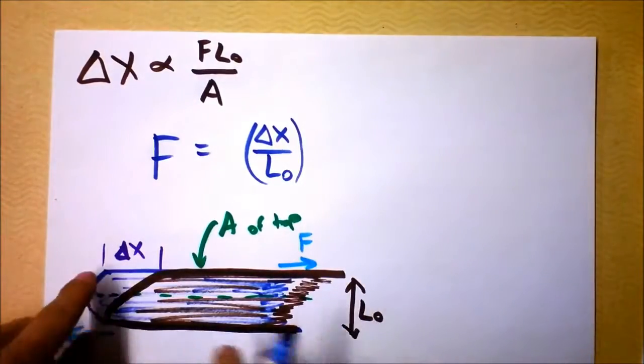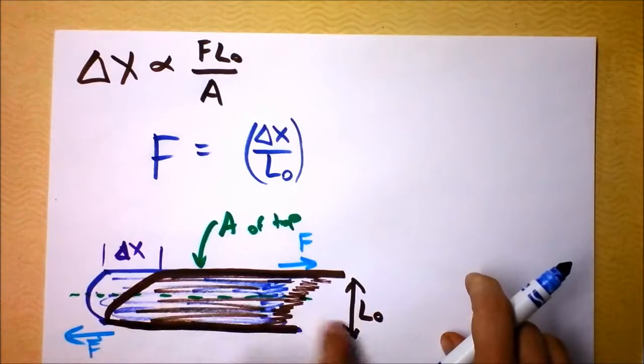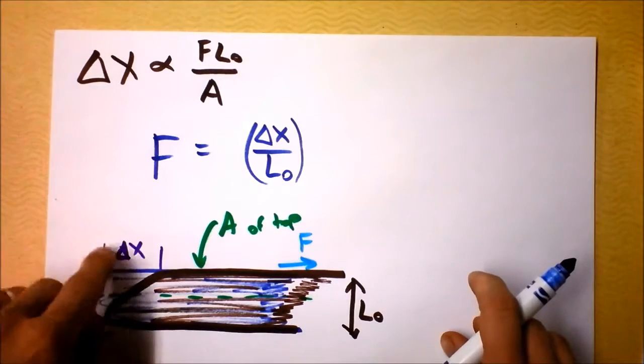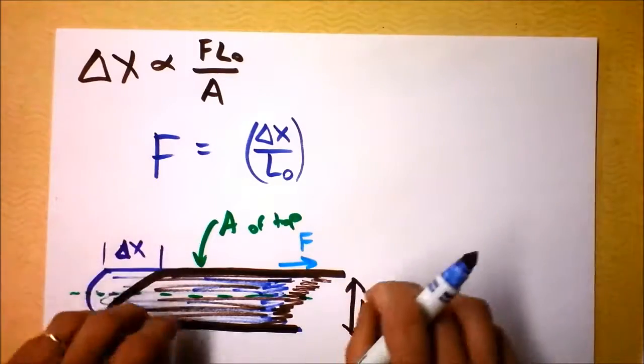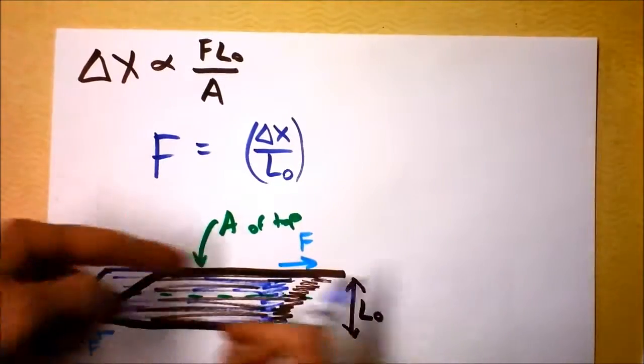Notice how because they're not in the same direction, delta x and L naught are not in the same direction, it doesn't make sense for me to call this delta L like I did in the last one, because I'm not linearly stretching the sucker, but I'm shearing it, pushing it to the side.